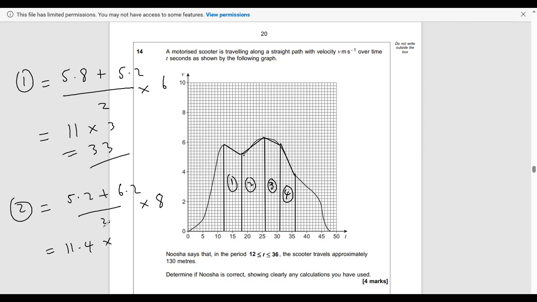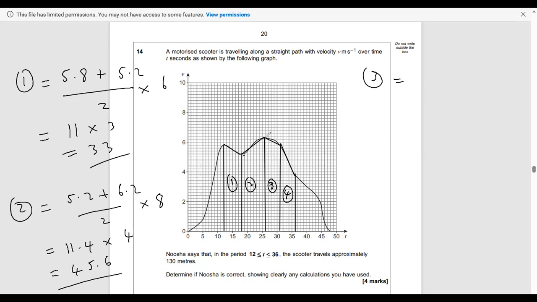Times by, well, 8 divided by 2 is 4, times by 4. That's going to give us, I think, 45.6, isn't it? Yeah, 45 point. Sorry, let me write this again. 45.6. So that would be that area there. And then we'll go to the next one, number 3.